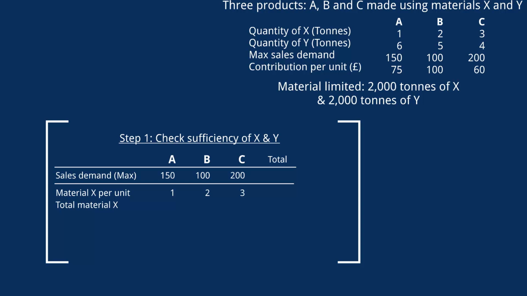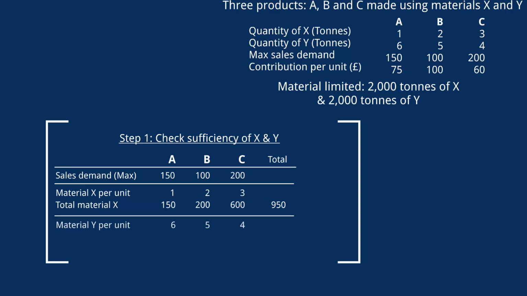We take our 150 in sales demand and multiply it by the material per unit, giving us 150 tons of X used in product A, 200 in product B, and 600 in product C, giving us a total tonnage usage of material X of 950 tons. So we're well within our 2,000 ton limit.